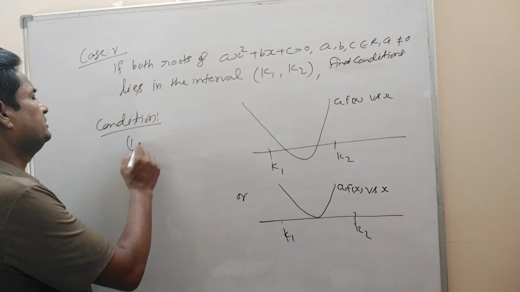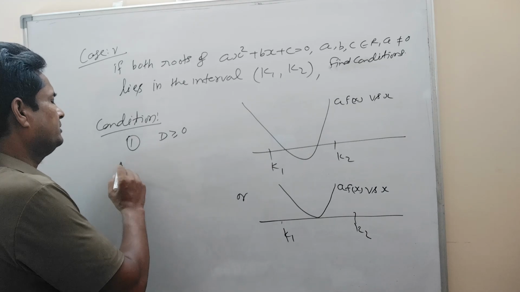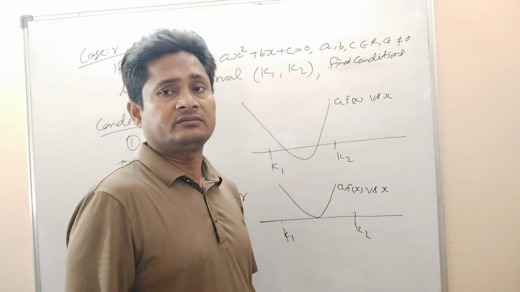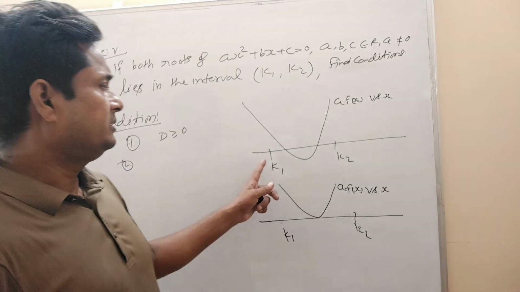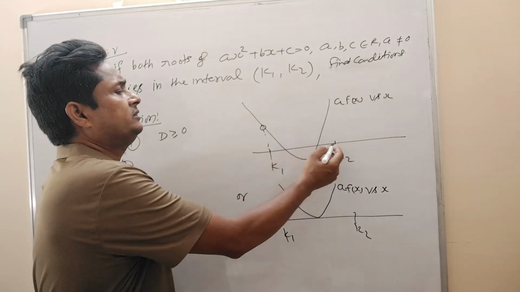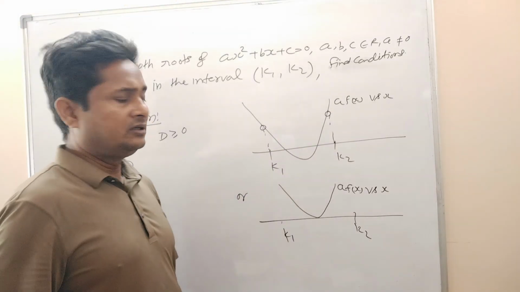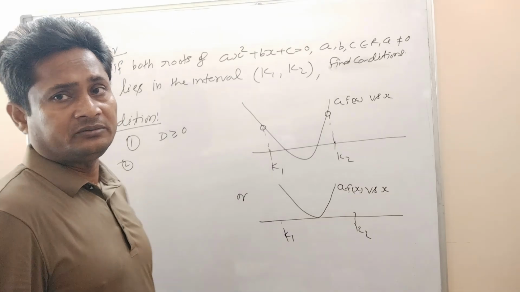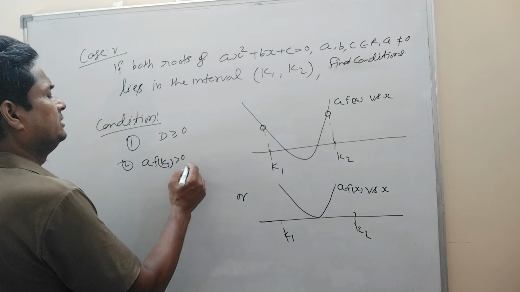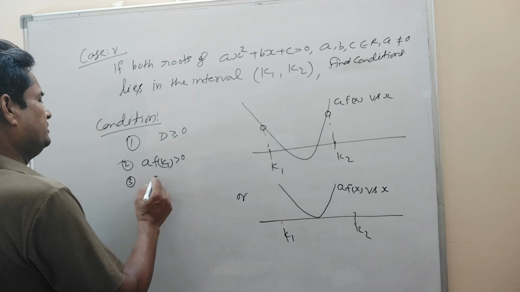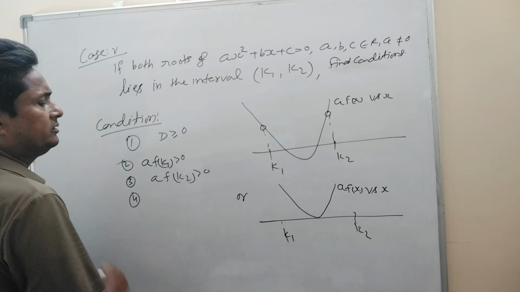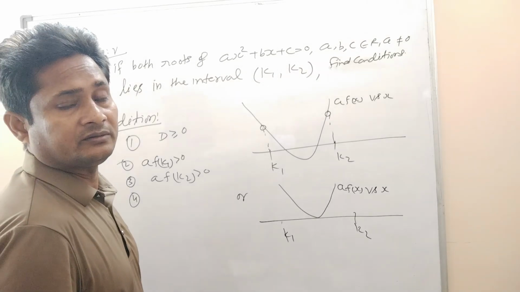So one condition you have to apply: D greater than or equal to 0. Second condition is what? See here, at K1 and K2, the graph is representing a positive value. In this case also. That means A times f(k1) is positive. Third is what? A times f(k2) is positive. And fourth is what?